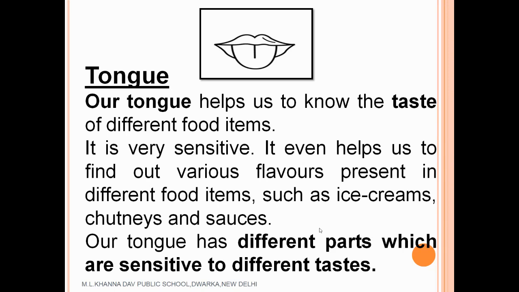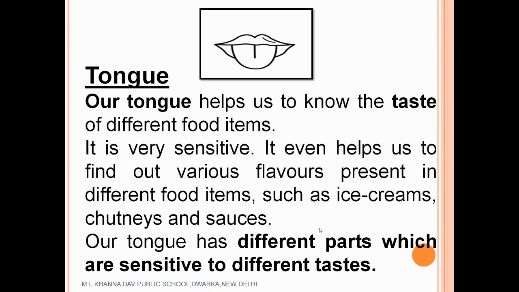Next sense organ is the tongue. As we know, whenever we are eating any food item, we taste with our tongue. So our tongue helps us to know the taste of different food items. It is very sensitive. Sensitive means feels easily. It even helps us to find out various flavors present in different food items such as ice creams, chutneys, and sauces.